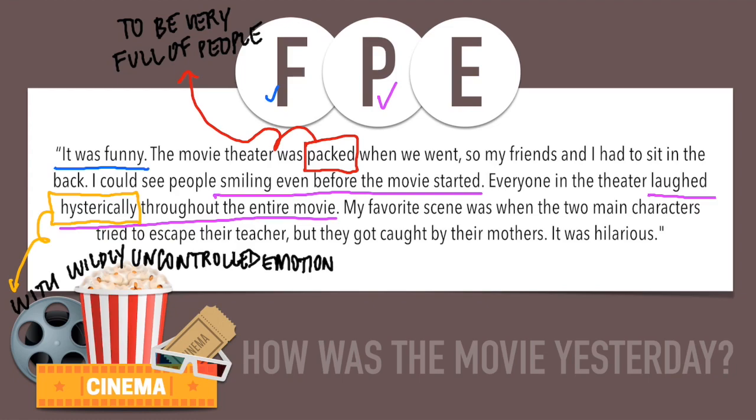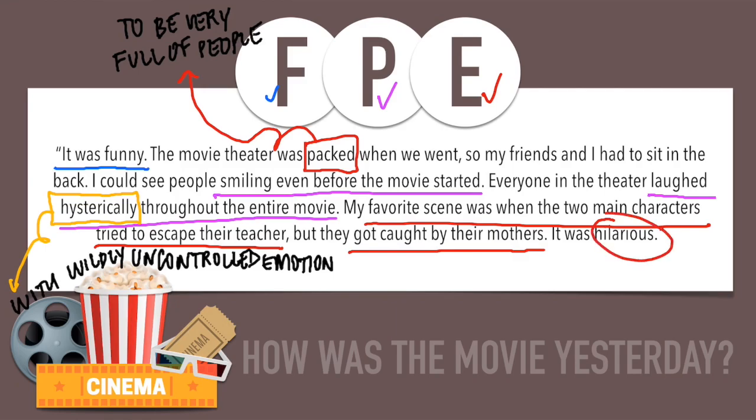So again, we've given the proof, but now we need to go to giving our example. All right, so let's continue. We say, my favorite scene was when the two main characters tried to escape their teacher, but they got caught by their mothers. It was hilarious. So I've given the example.